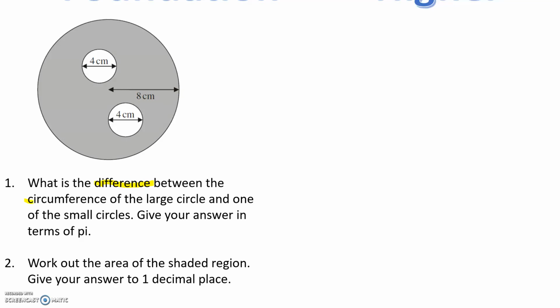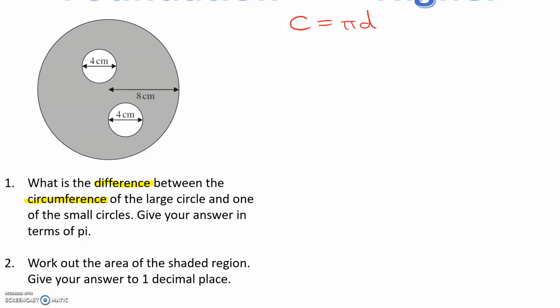That's the second key word we need to worry about. You should be going into your exam knowing straight away, as soon as I see circumference, I need to know this formula. C equals pi d. We've been through the mnemonics before. Either cherry pie is delicious or just you learning it, you need to know that formula. What's the difference between the circumference of the large circle and one of the small circles?